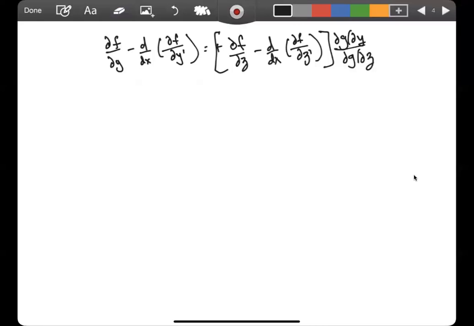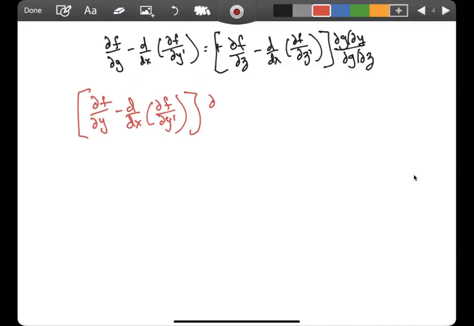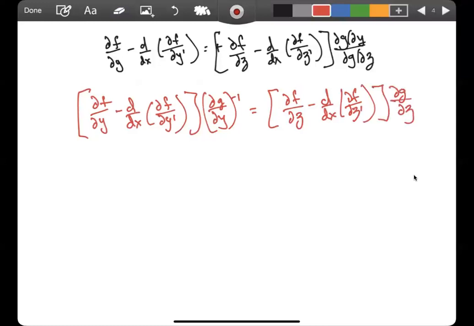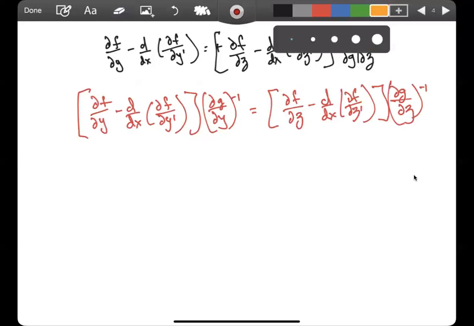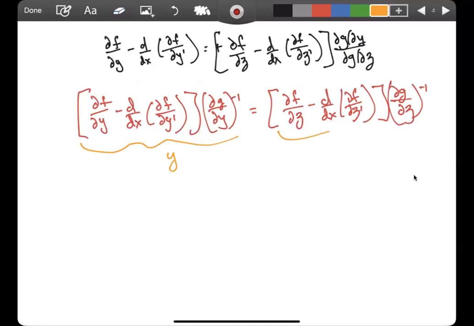So now I can bring all the y terms to one side and all the z terms to the other side, which means I'm fully decoupling my expression. So finally, what I get is the partial of f with respect to y minus d dx of the partial of f with respect to y prime, all multiplied by the partial of g with respect to y inverted, equals the partial of f with respect to z minus d dx of the partial of f with respect to z prime, all times the partial of g with respect to z, again inverted. Everything on this side only depends on y, and everything on this side only depends on z, which means we've fully decoupled everything.